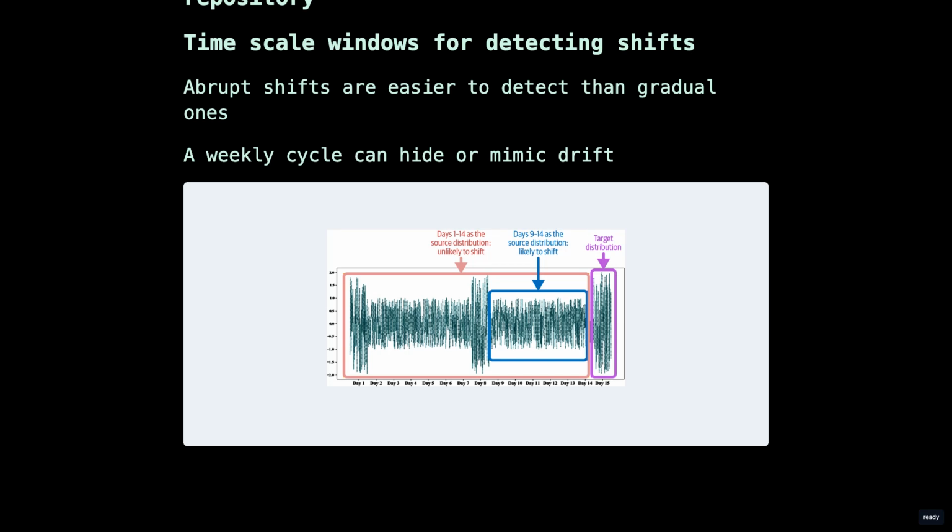The key comparison in the figure is between a shorter source window and a longer one. With a shorter window, a new day can look unusual. With a longer window, that same day may fit the broader seasonal pattern.